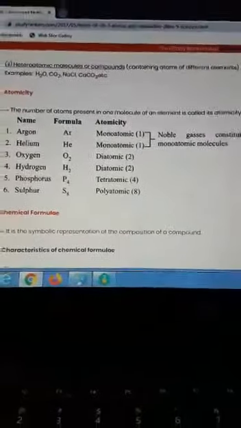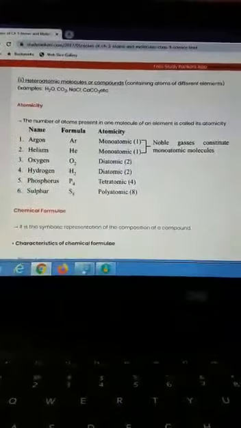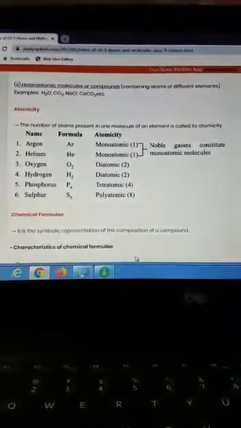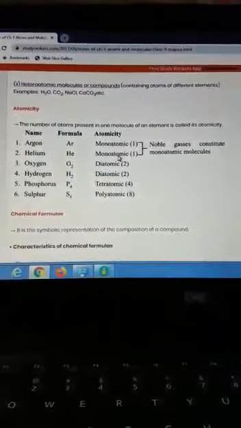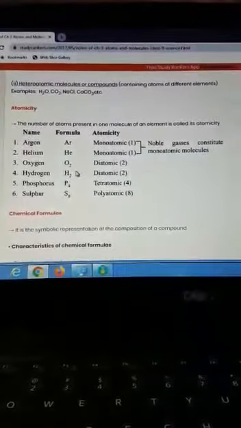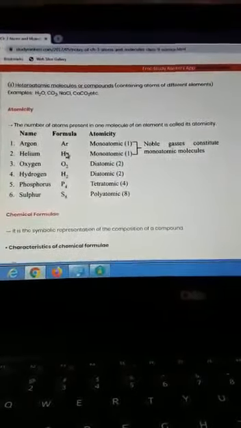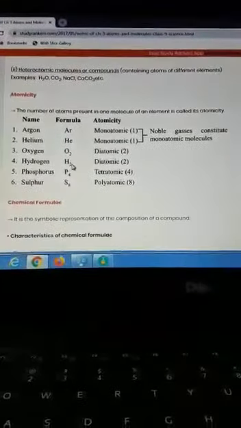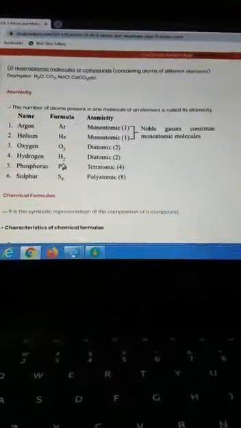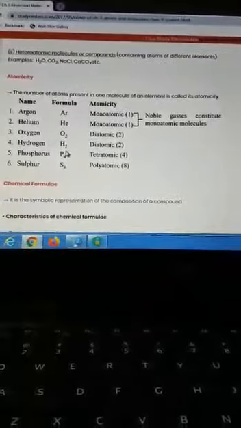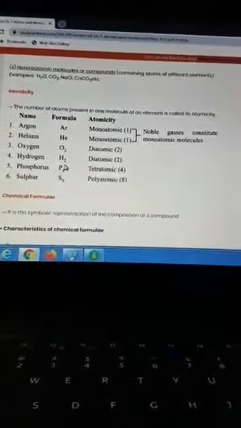Now let us learn about atomicity. What is atomicity? Atomicity is the number of atoms present in one molecule. Am I clear to you? If you consider any molecule, for example sulfur, phosphorus, hydrogen, etc., you will count how many atoms are present. That will give the atomicity of that molecule.